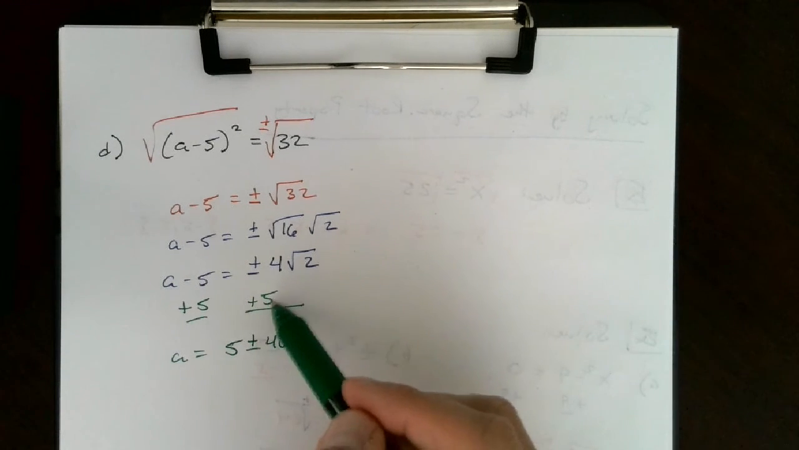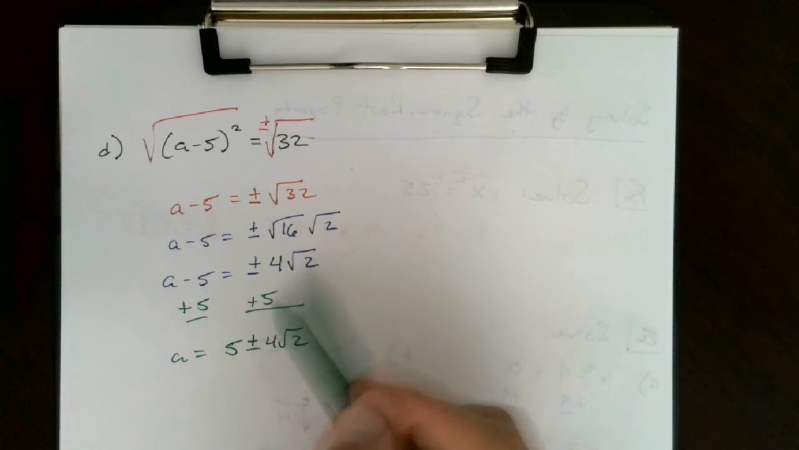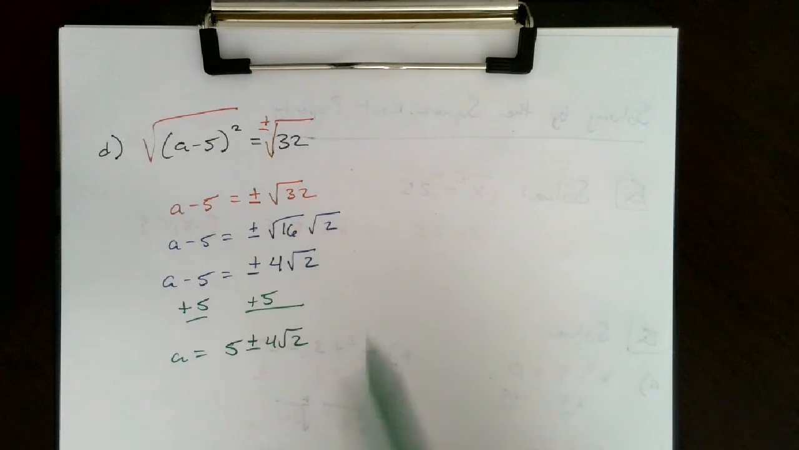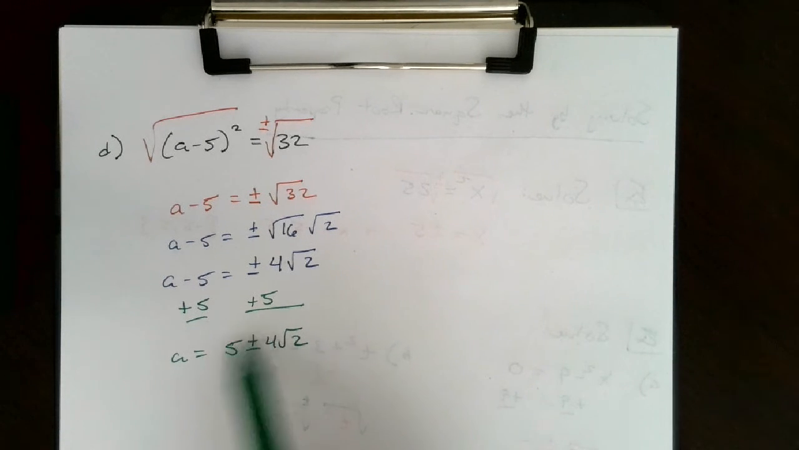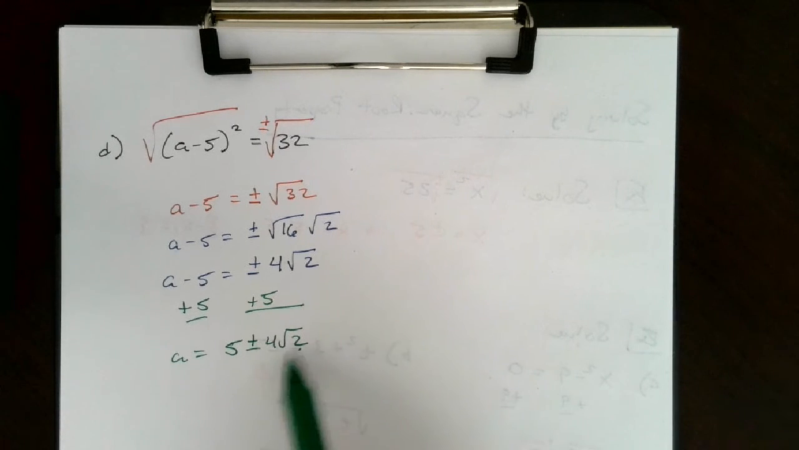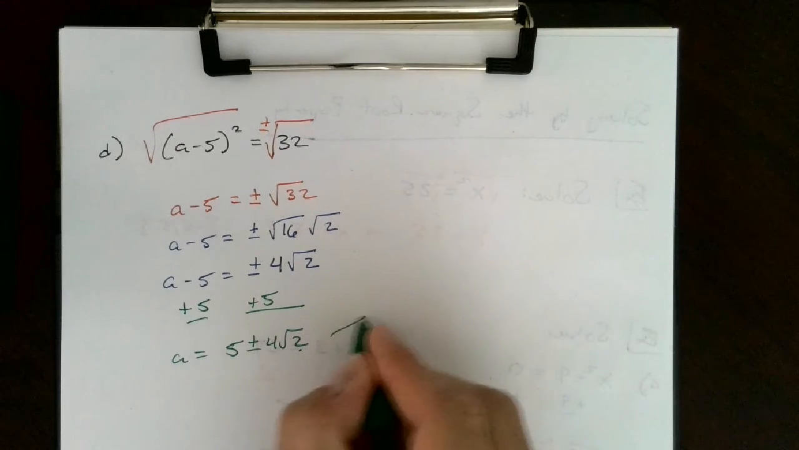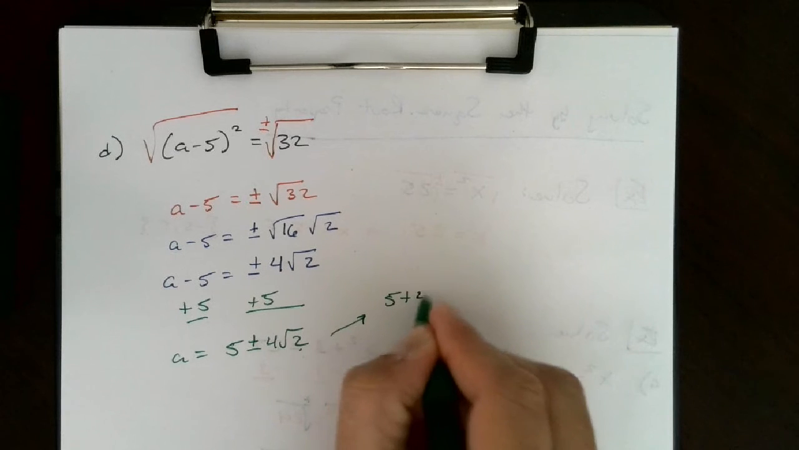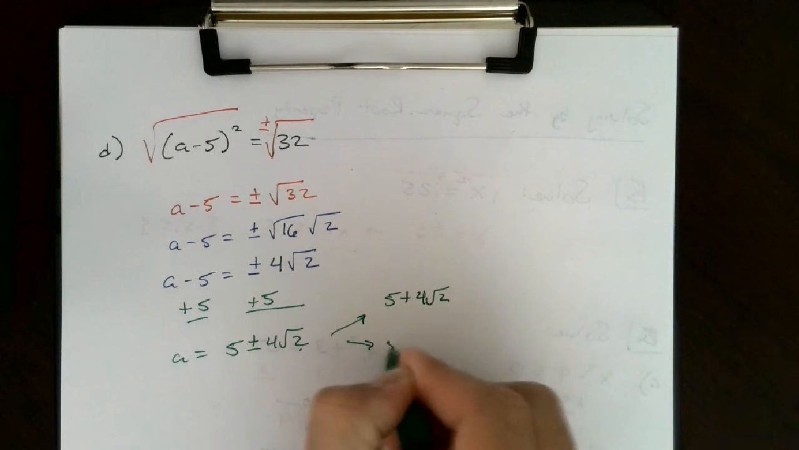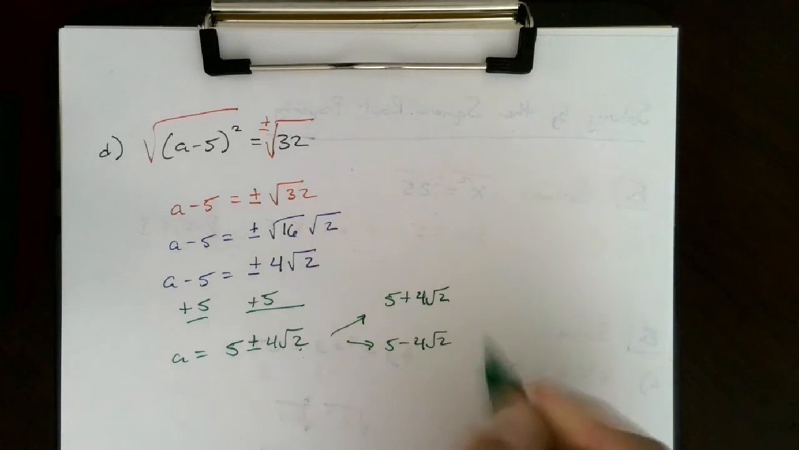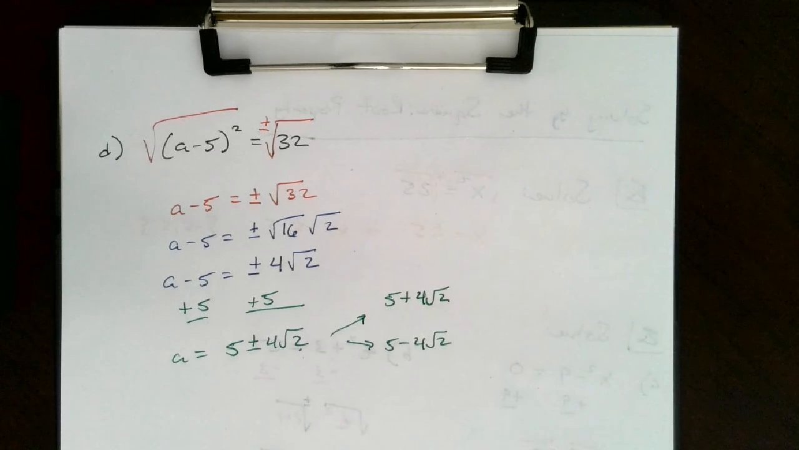The 5 and the 4 square root of 2 are not like radicals. You can't combine them. So this is two answers as it is. The 5 plus or minus 4, you cannot combine those. Sometimes people do that by mistake. Because of the radical 2 here, these aren't like terms. But really it's two answers. Remember this. It's 5 plus 4 radical 2, and it's 5 minus 4 radical 2. Again, you can't combine those, but it is two answers.